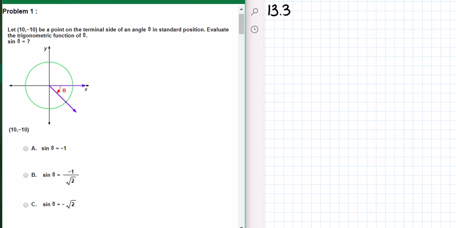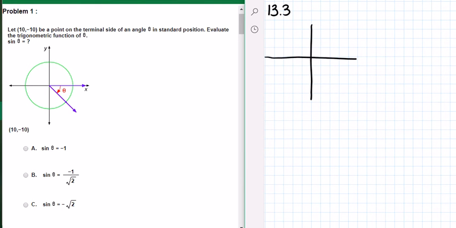So the very first thing that I would do is I would always go to a graph and graph. So (10, -10) is going to be right here. I know it's not exact, but I know that this distance is going to be 10, and then I went negative 10. So this distance right here is going to be negative 10. And then I draw my triangle. It is always helpful to draw that triangle.